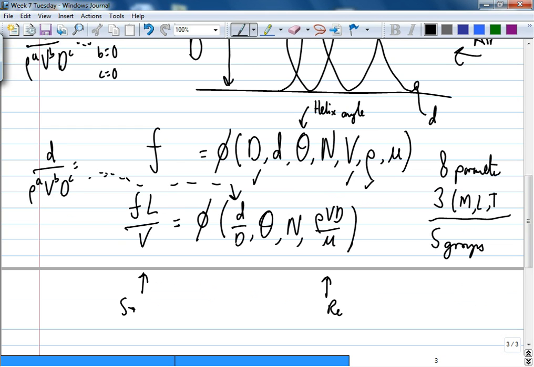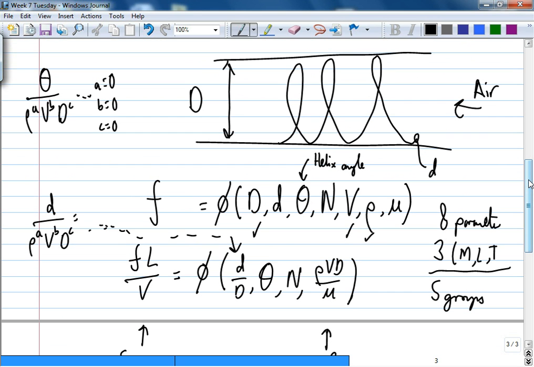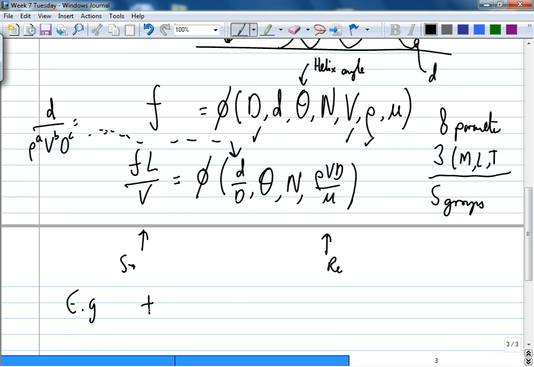So, for example. We do this one very big, let's say very big, in air. We don't have the test facility to build a big one in air, so we test in water. The actual one is the prototype, or full scale.